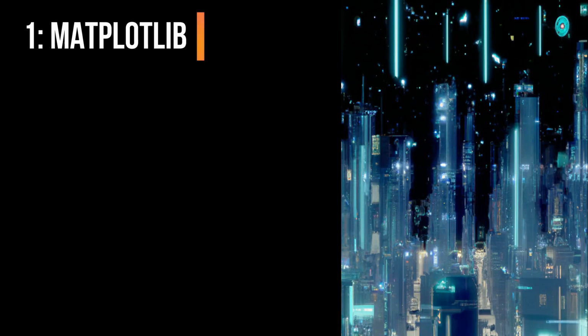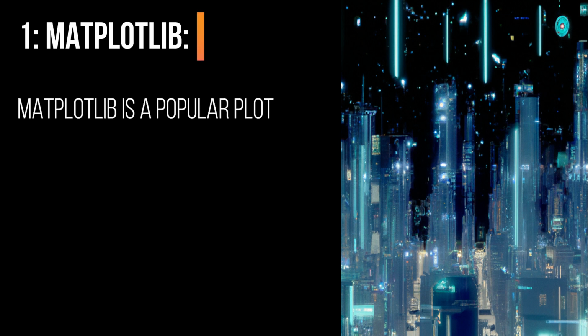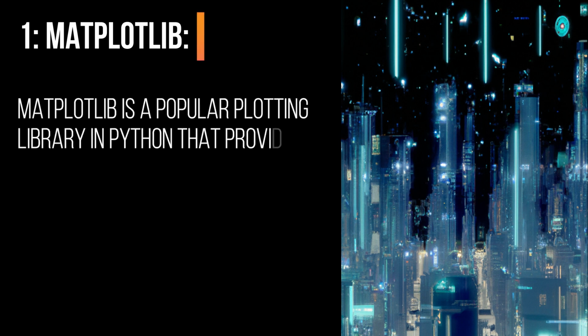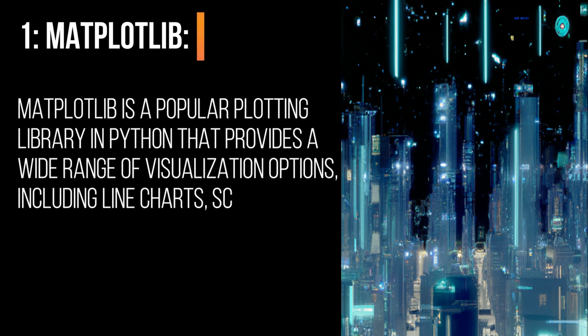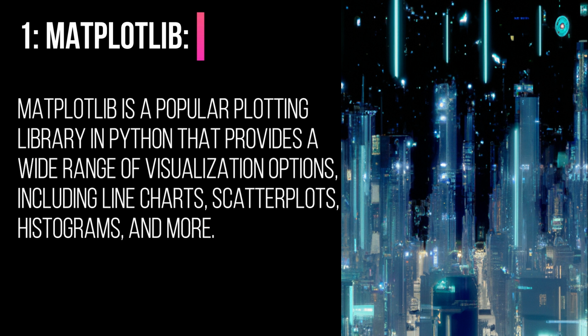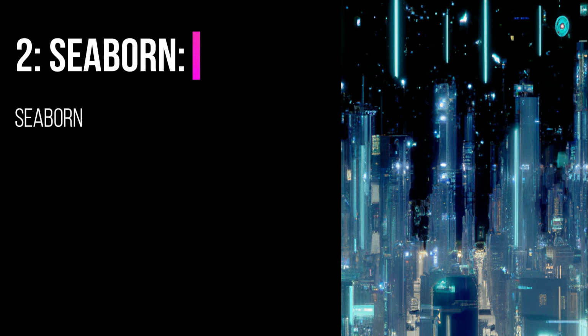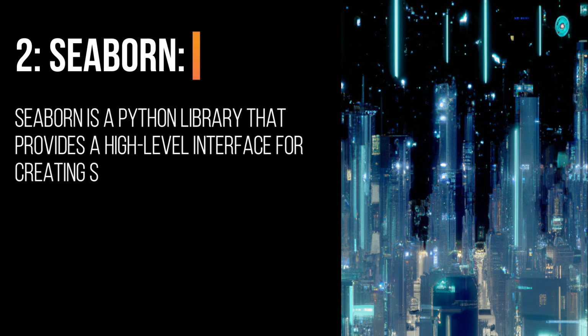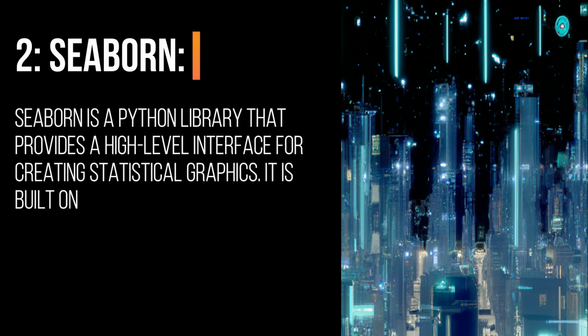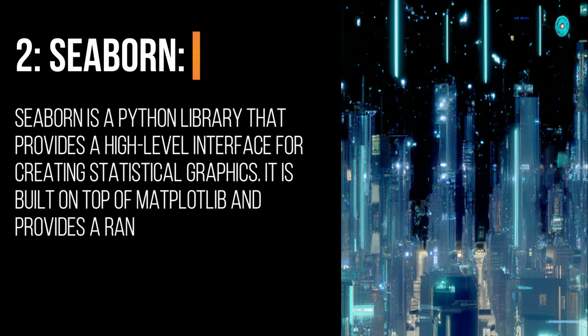1. Matplotlib. Matplotlib is a popular plotting library in Python that provides a wide range of visualization options, including line charts, scatter plots, histograms, and more. 2. Seaborn. Seaborn is a Python library that provides a high-level interface for creating statistical graphics. It is built on top of Matplotlib and provides a range of attractive default styles.